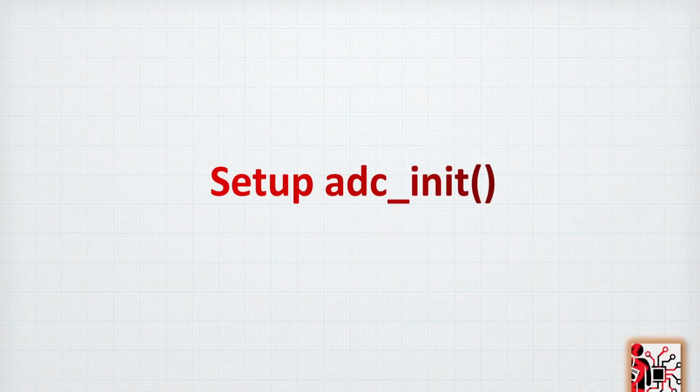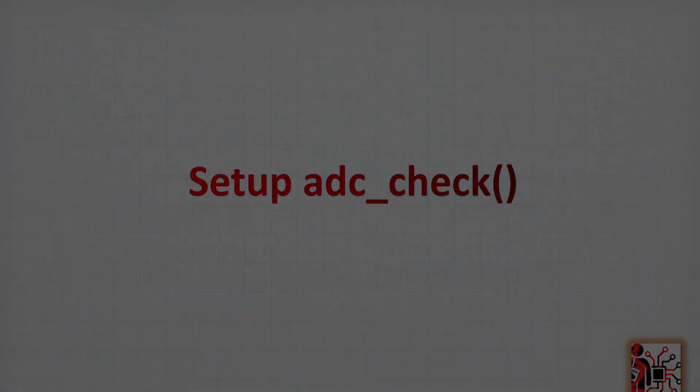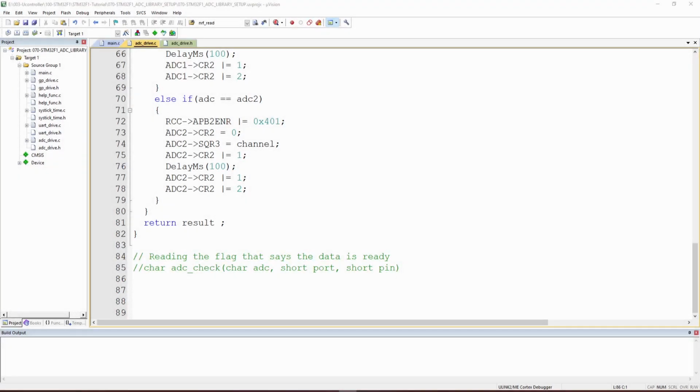So we have completed the initialization of the analog digital controller. Now we are going to have this function to set up the ADC check, which is the step before reading. We have to be sure that the microcontroller had enough time to read the data and put it in the data register. So we are back again on our ADC driver C file, and we are going to start creating this function that will check if the data on my controller is ready.